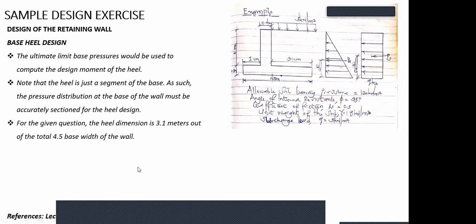All right. Now moving on. For the given question, each dimension is 3.1 out of the total. All right. I think I explained that already.